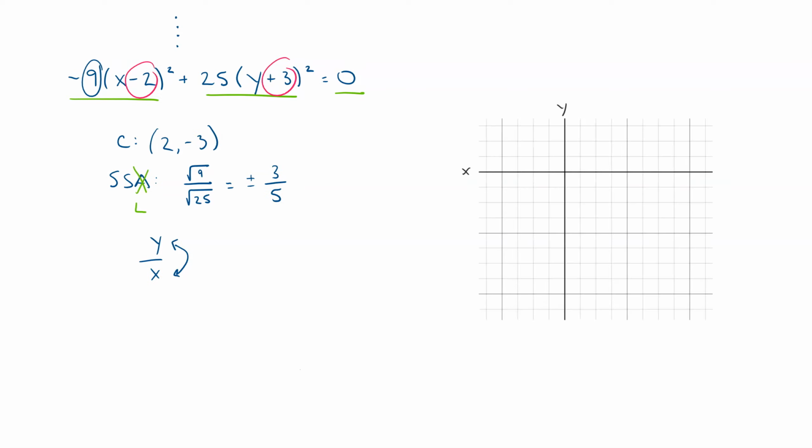Then we could sketch from there. Sketching this is as simple as going over 2, down 3, put a point there. And then we're going to go up 3, over 5, put a point there, down 3, over 5, draw a solid line through, and then go the other way, up 3, back 5, and then down 3, over 5, and draw a solid line on through.